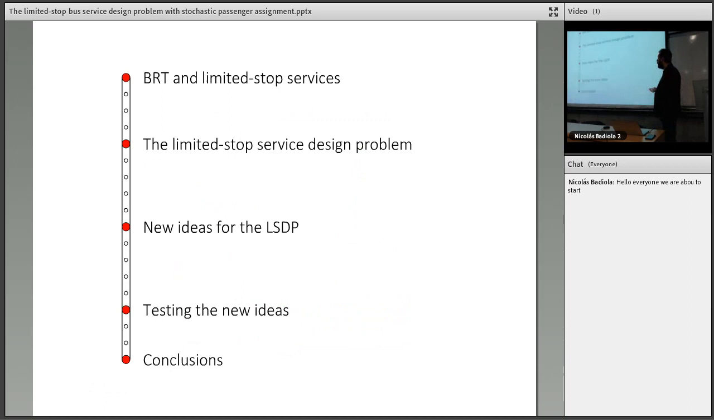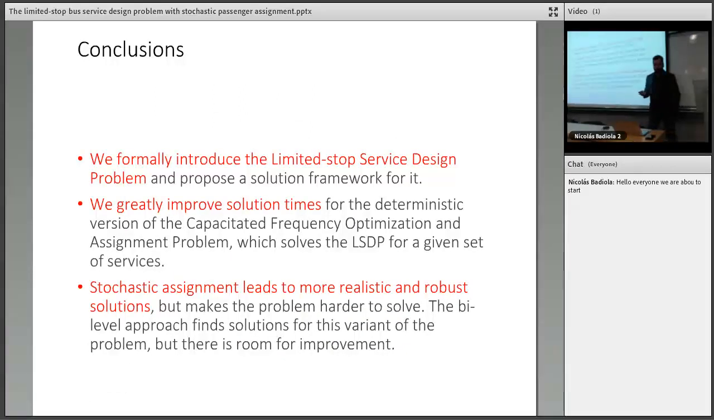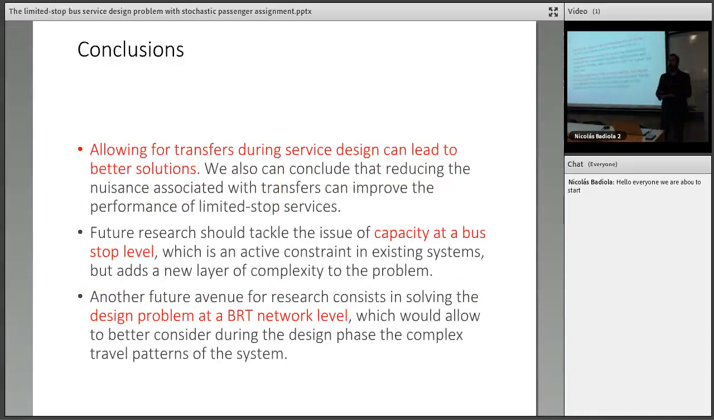So, in conclusion, we have introduced formally the LSDP and in particular the FOAP, which are two problems that we deem necessary to be able to tackle the design problem for express services. Second, we have improved solution times for the FOAP and consequently for the regional problem using this bi-level approach. Third, we have shown that stochastic assignment leads to more realistic and robust solutions, even though we still have to find a better way to solve it.